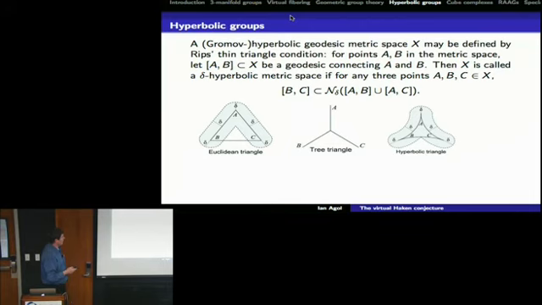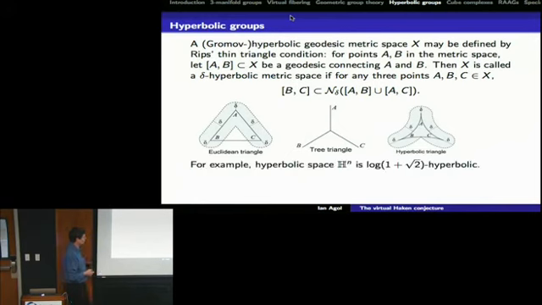On the other extreme, a tree is zero hyperbolic. If I take any three points, there's a unique tripod that they span, and the union of two of the edges actually contains the third edge. That's true for any three points inside of a tree. So trees, such as the Cayley graph of the free group, are zero hyperbolic. And a delta hyperbolic space is tree-like in that if you take the two edges connecting A and B and A and C, then a delta neighborhood of these two edges will contain the third edge connecting B and C.